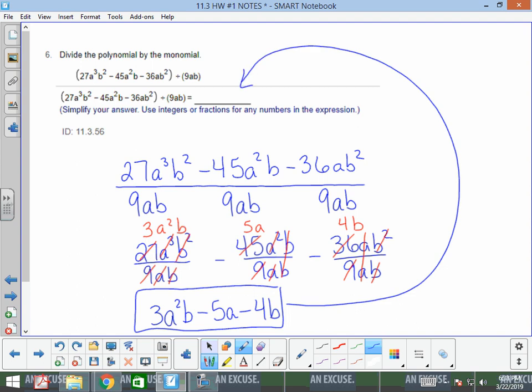All right, so this is the end of video 1, dividing a polynomial by a monomial. Second video, we're going to look at dividing a polynomial by a binomial.